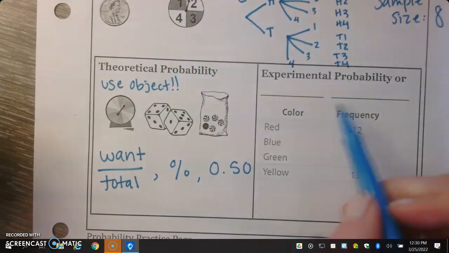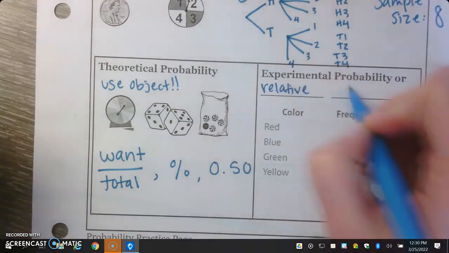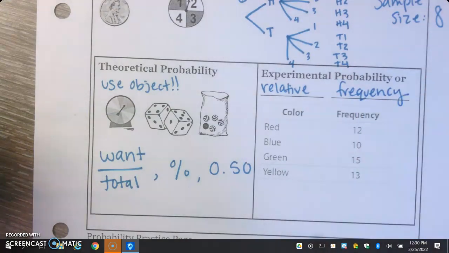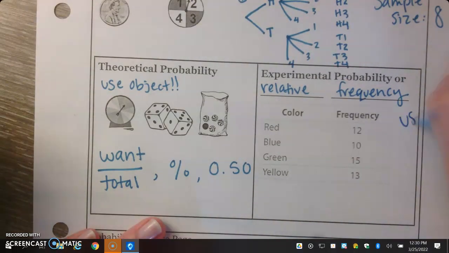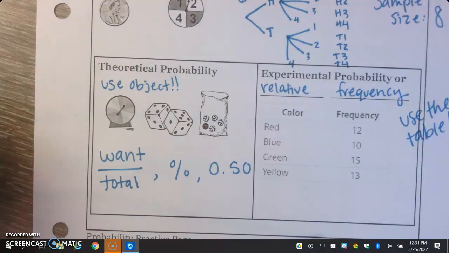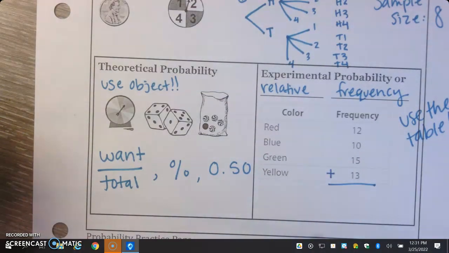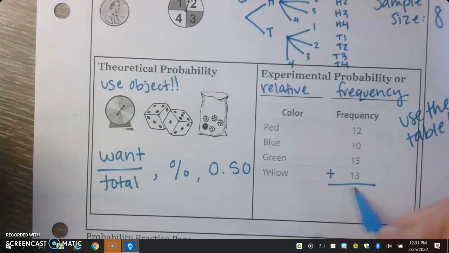All right, then we have experimental probability or relative frequency. Those mean the same thing, and you'll see it both ways on the back side when we do some practice work. But when you do that, you're going to use the table, so make sure you write yourself a note there. Okay? It's like you did the experiment. You tried it. So when we do that, oftentimes you're going to have to add up how many times you tried. So if I've got 12, 10, 15, 13, add those. 12 and 10, 22, 37, 50.